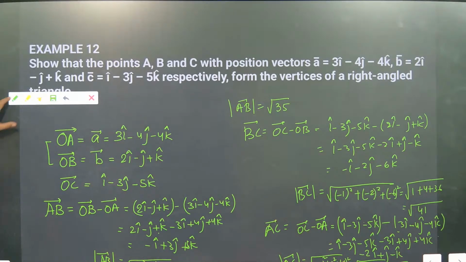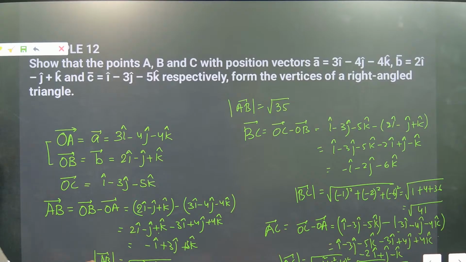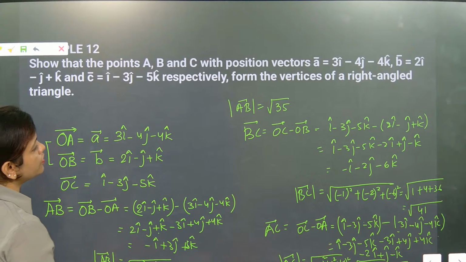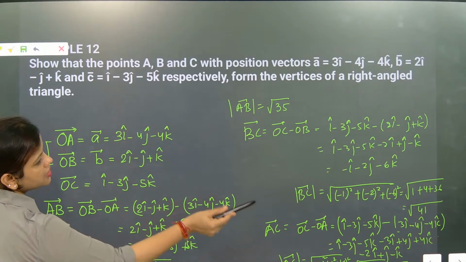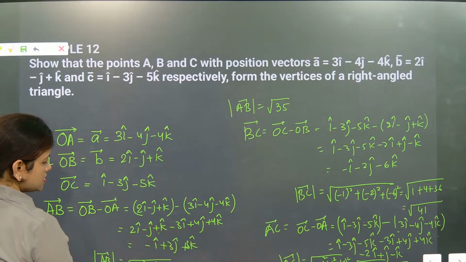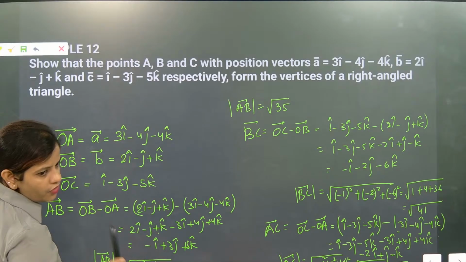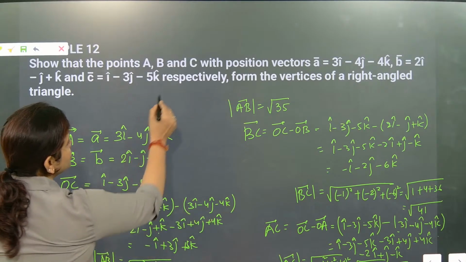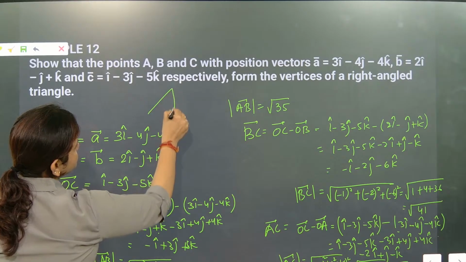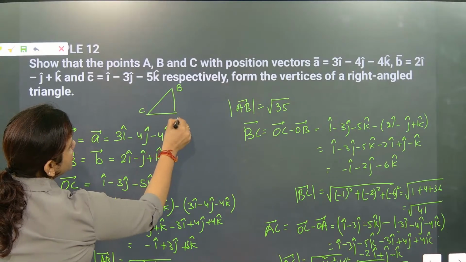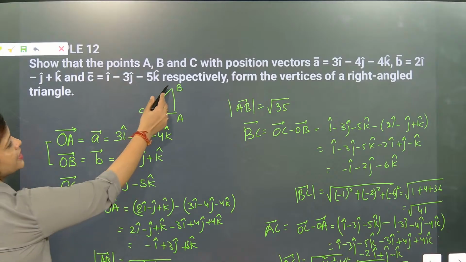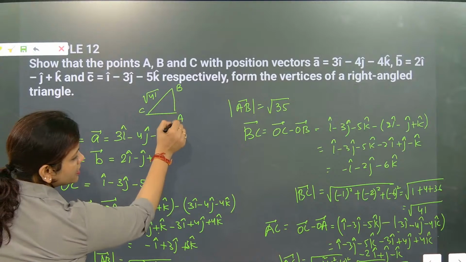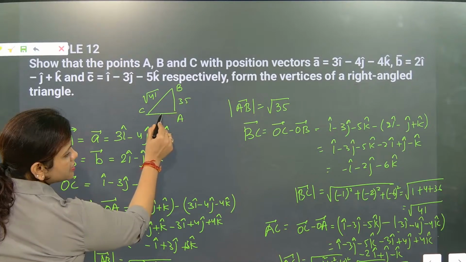Now we are going to finally summarize it. We know that if it is a right angle triangle, then I'm going to draw the triangle. Did you notice one thing? 6 plus 35 is 41, and root under 41 is BC. So B will be here, C will be here, A will be here. Magnitude wise, BC is root under 41. AB is root 35 and this part is root 6.